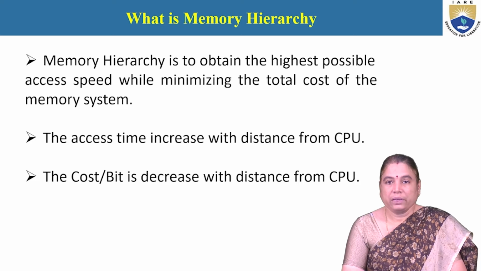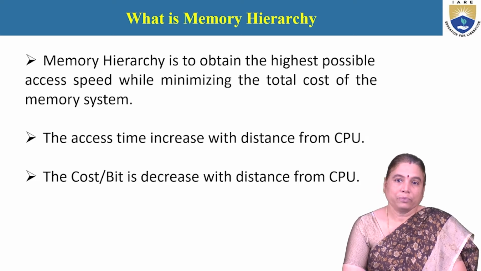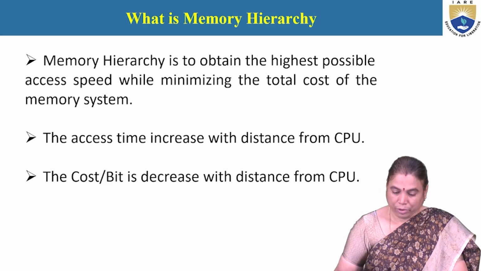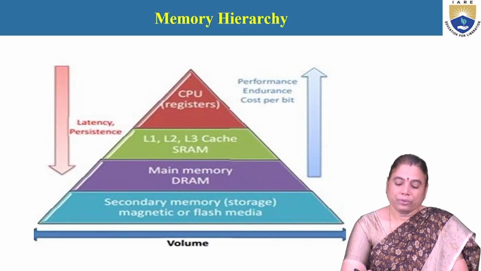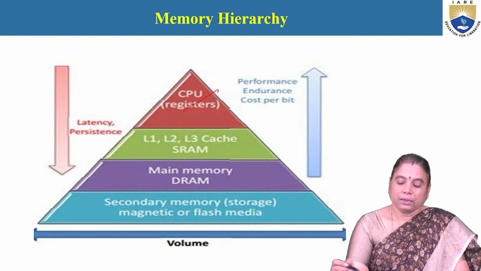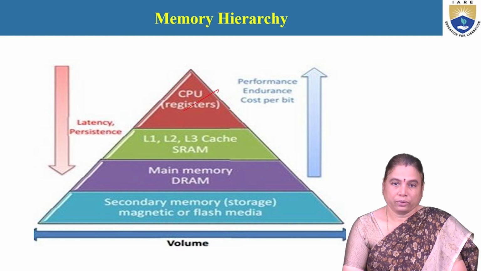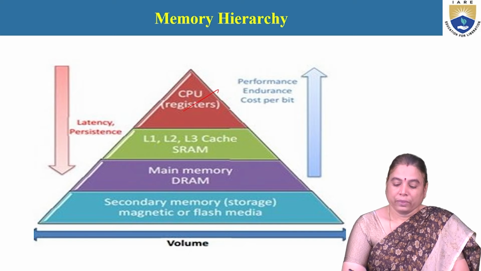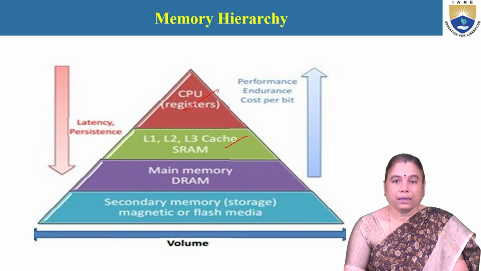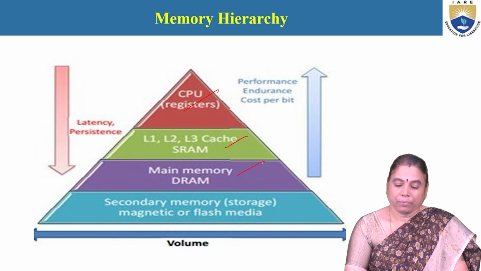The access time increases with the distance from the CPU and the cost per bit decreases with the distance from the CPU. So here the first storage accessing medium is the CPU registers, which are readily available on the processor. These are the quick accessing mechanism. Next are the L1, L2, L3 cache systems. The next order is the main memory. Next is the secondary memory.